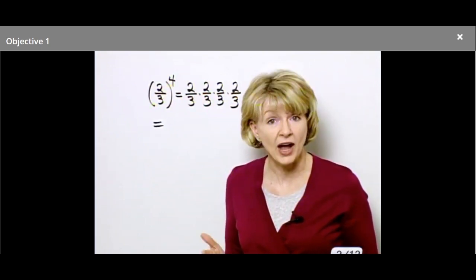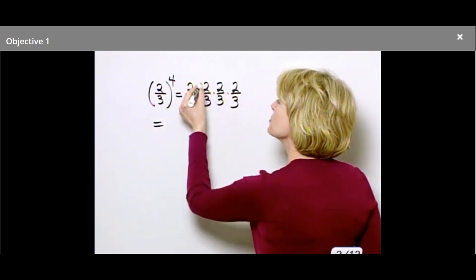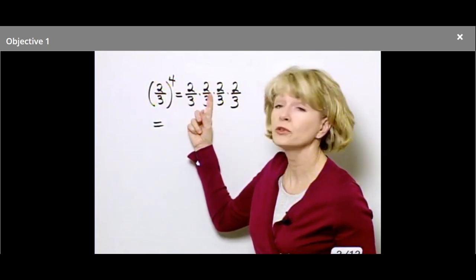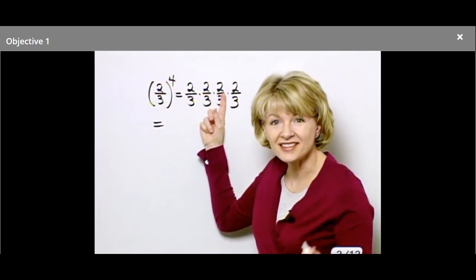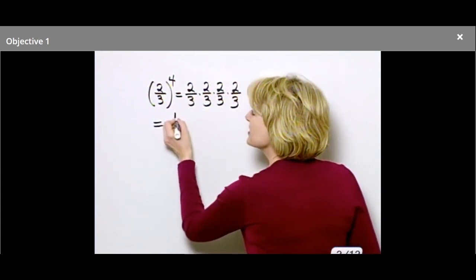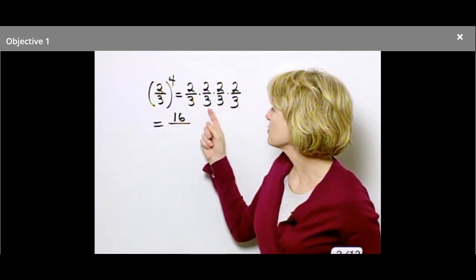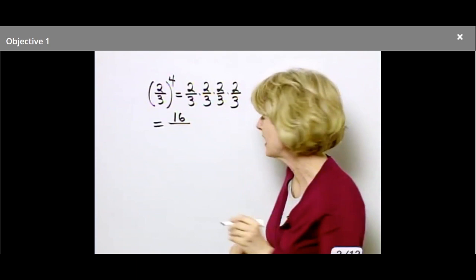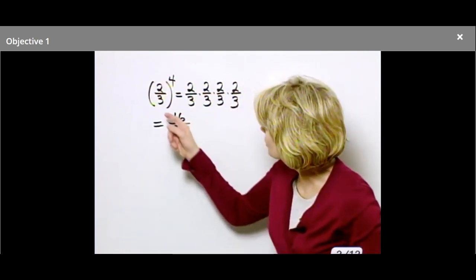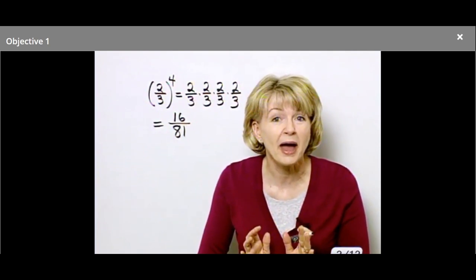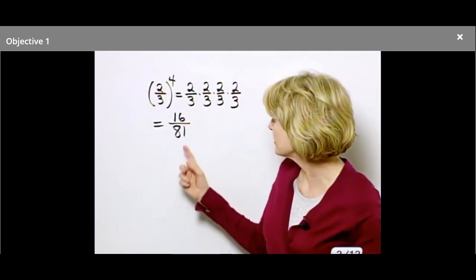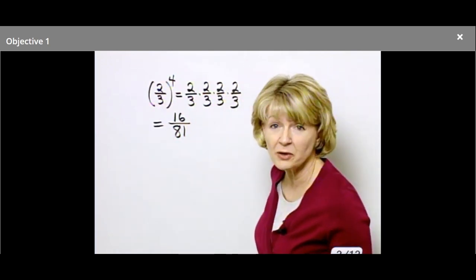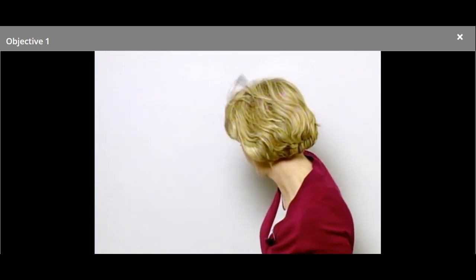How do we multiply fractions? It's numerator times numerator times numerator times numerator. Let's go ahead and see if we can do this mentally. 2 times 2 is 4. 4 times 2 is 8. And 8 times 2 is 16 in the numerator. In the denominator, 3 times 3 is 9. 9 times 3 is 27. And 27 times 3 is 81. So 2/3, that fraction raised to the 4th power, evaluates to or is equal to 16 over 81. That's a little review of exponents and exponential notation.